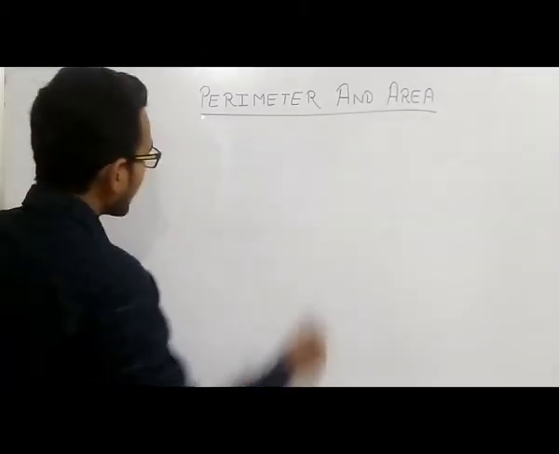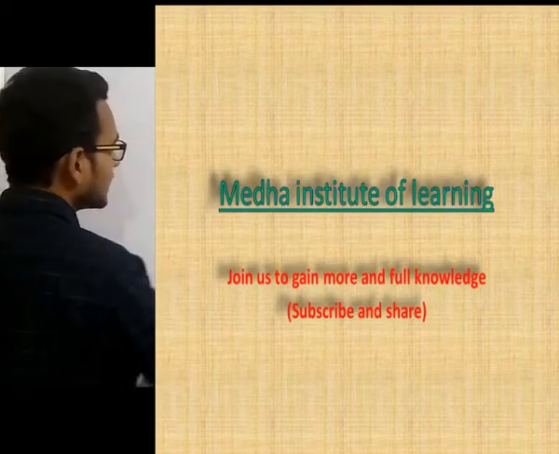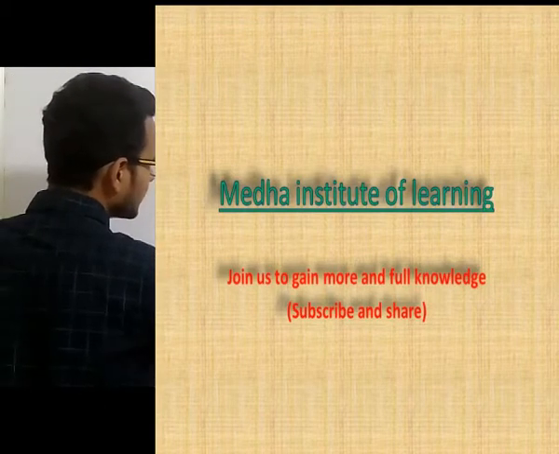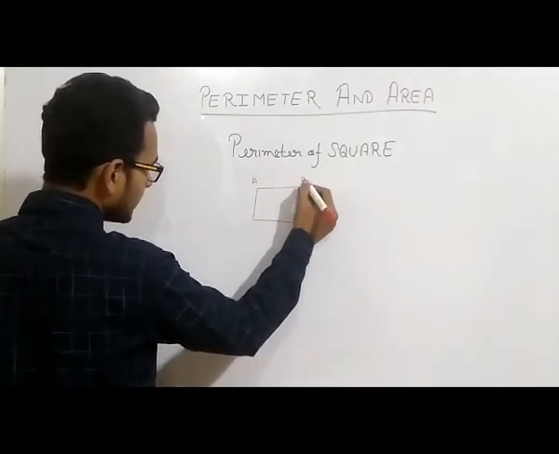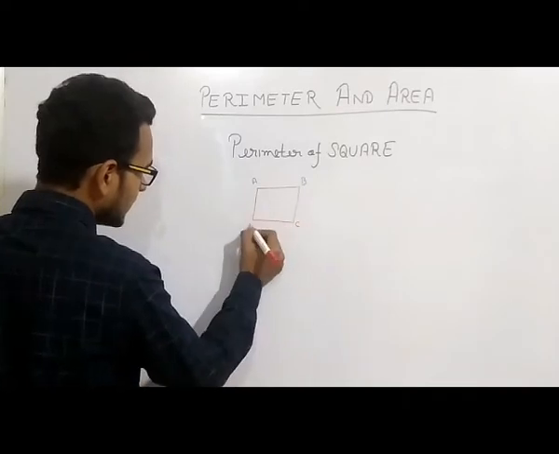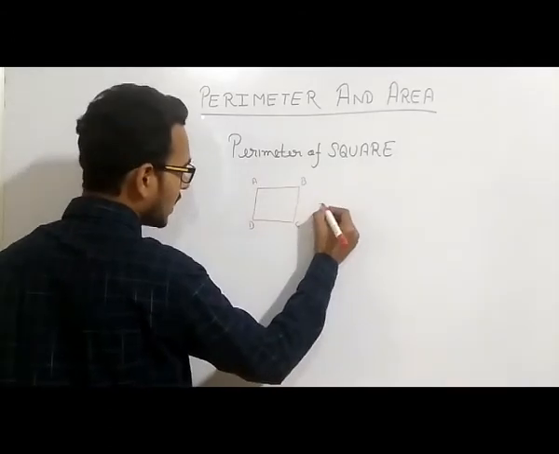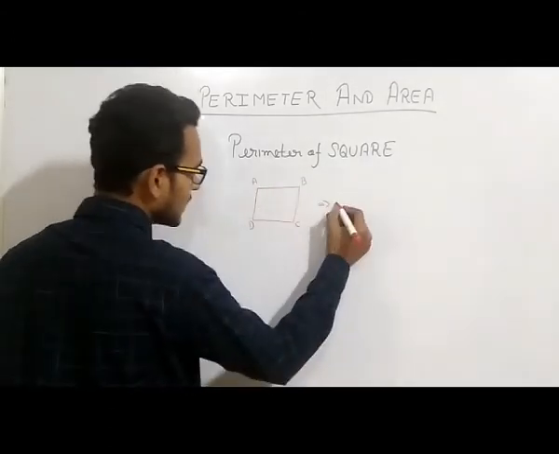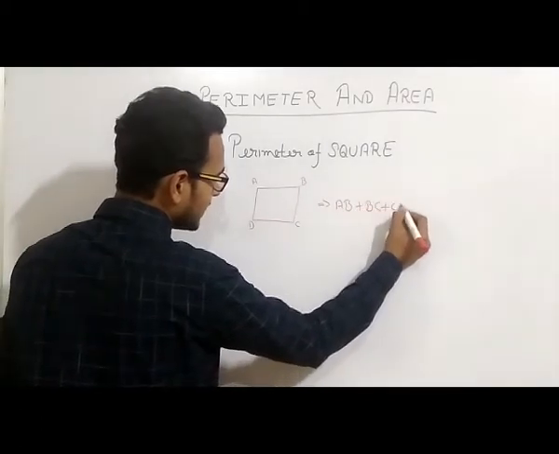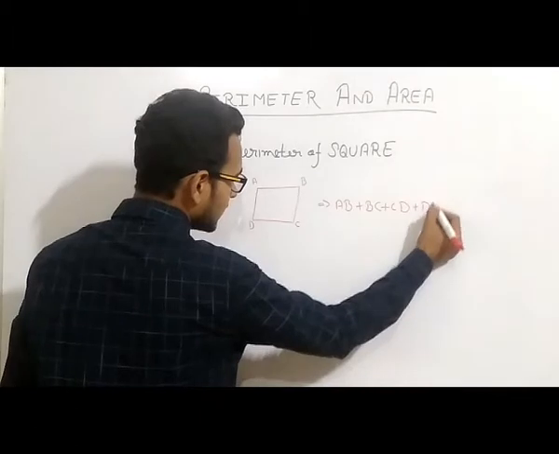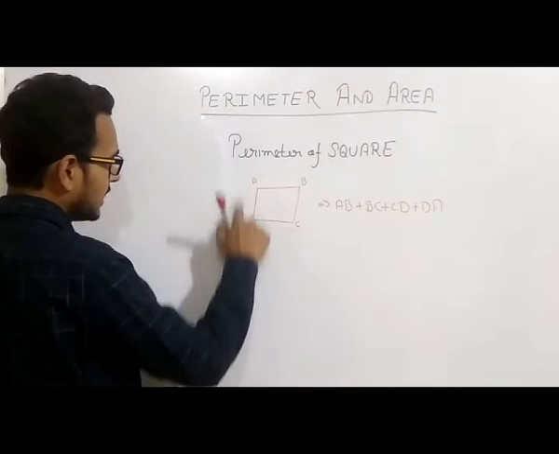Firstly, we understand what is the perimeter of a square. Here, this one is the square with sides AB, BC, CD and DA. The boundary of this square is the perimeter. How do we find it? Add the boundary: AB plus BC plus CD plus DA.